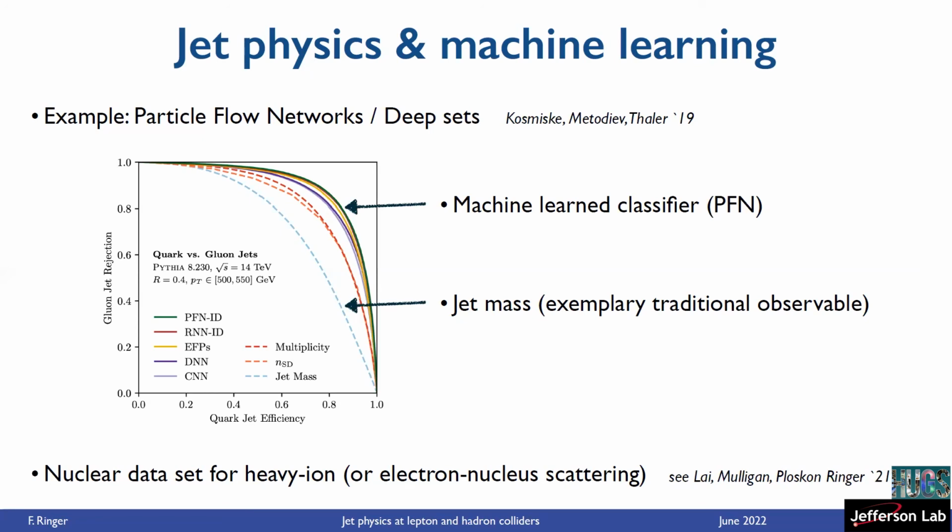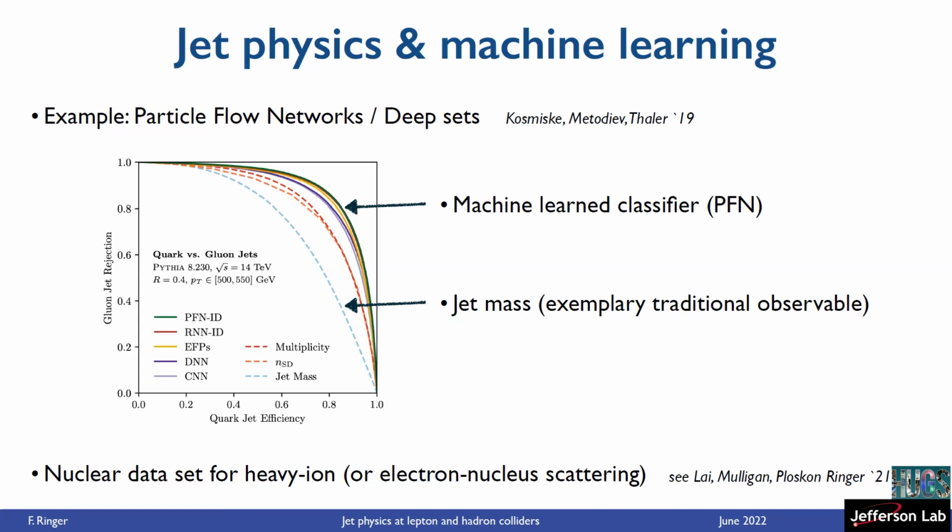These particle flow networks are definitely not infrared collinear safe, right? It's making use of all the information, of all the particles in the jet. That's absolutely not infrared collinear safe. But even if you design an infrared collinear safe machine learning algorithm, it still does way better, right?